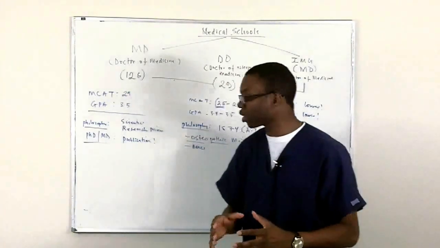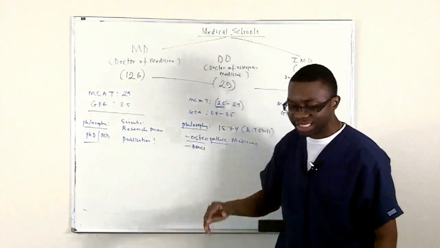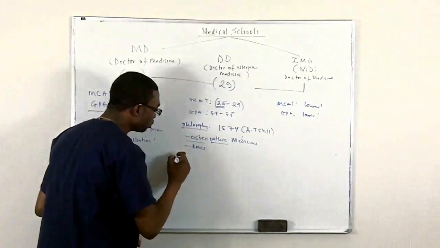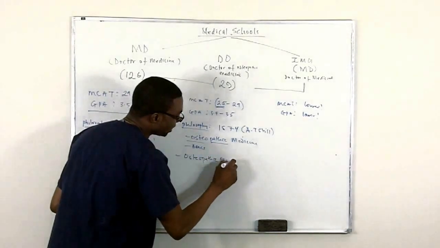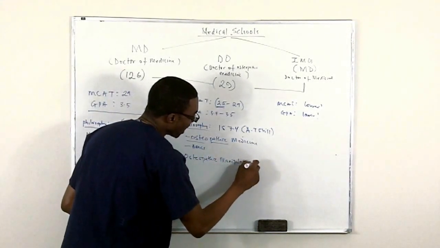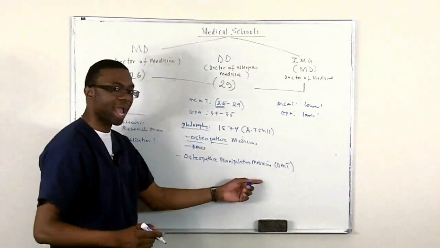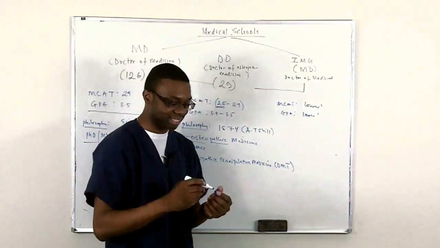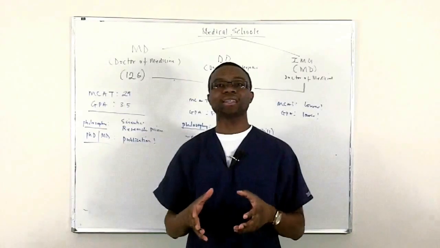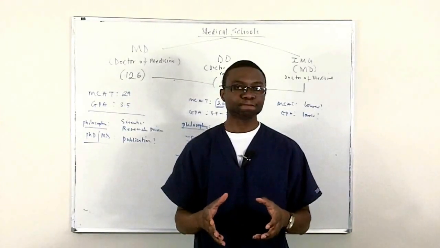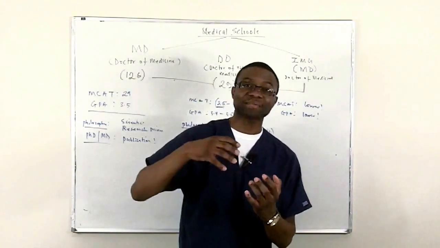So if you decide to apply to an osteopathic medical school, the difference is they're going to teach you how to use osteopathic manipulative medicine, OMT or OMM, osteopathic manipulation techniques. And these are actually techniques. For example, let's say a patient has lower back pain. They're going to train you on how to diagnose where there's a tender point.